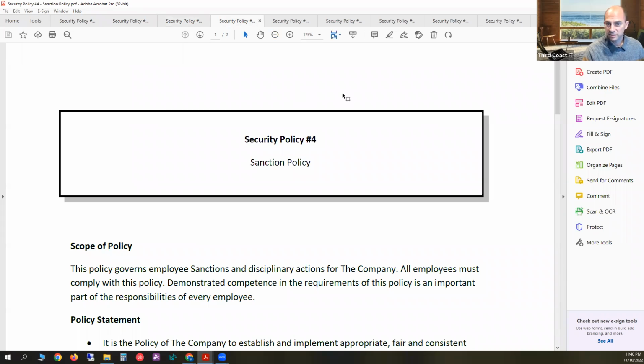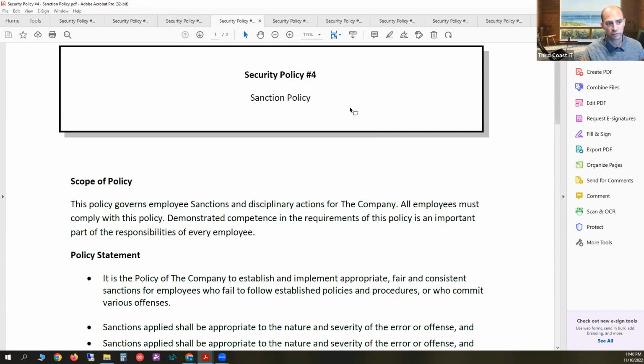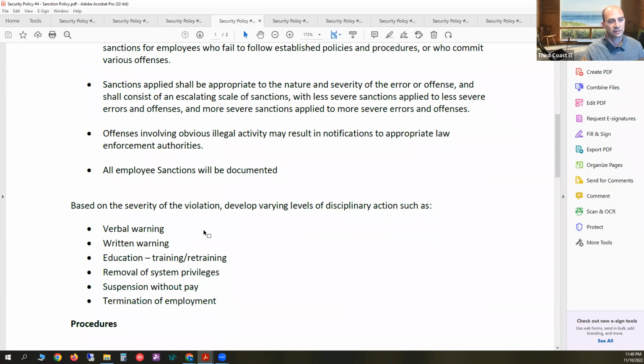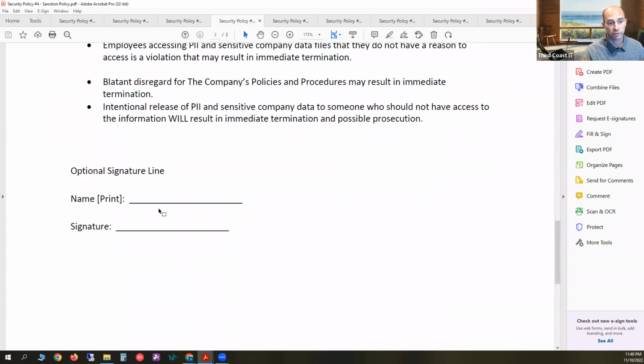The next policy is the sanction policy. This policy is the, hey, what happens if we don't follow the rules policy? If we can't follow the acceptable computer use rules, we are going to do things like give a verbal warning, followed by a written warning, and education, escalating the consequences as we move forward.